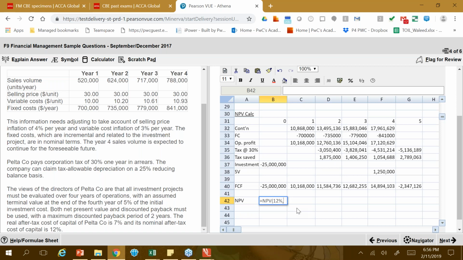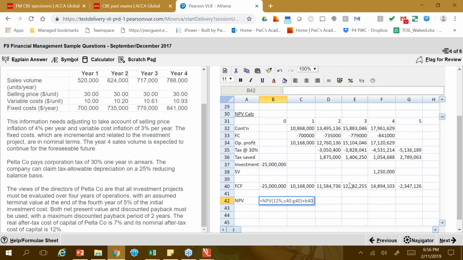Specify the range of free cash flows, which are from year 1 to 4. So that would be C40 to G40, and then put the investment separately as an add, which is B40. So NPV 12%, free cash flows range from C40 to G40, all these free cash flows, and then close the bracket and put the investment separately.